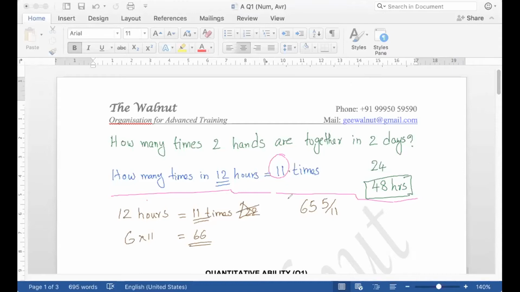And well, what is the time gap between two consecutive coincidences of two hands of the clock? Two consecutive coincidences. That means, for example, at 12 o'clock these two hands are together, and after how many minutes will they be together again? That's the question. So what is the time gap between two consecutive coincidences?